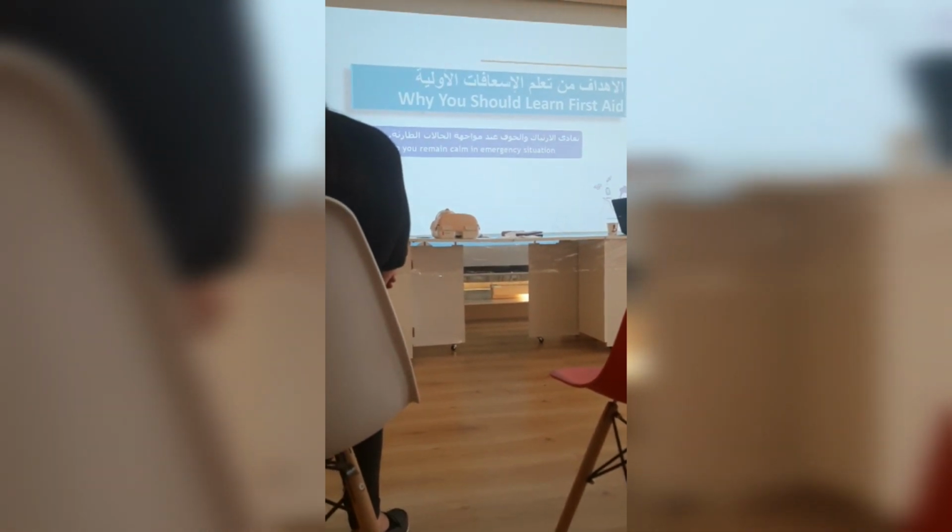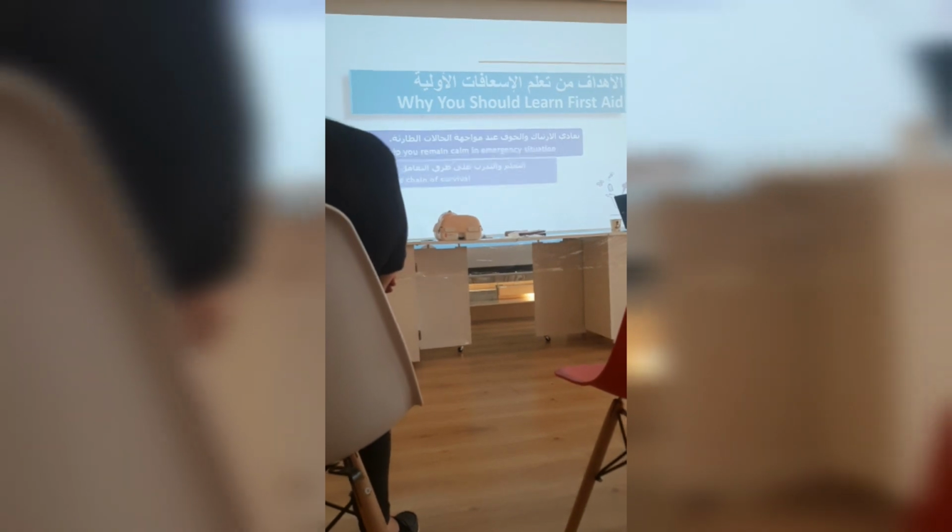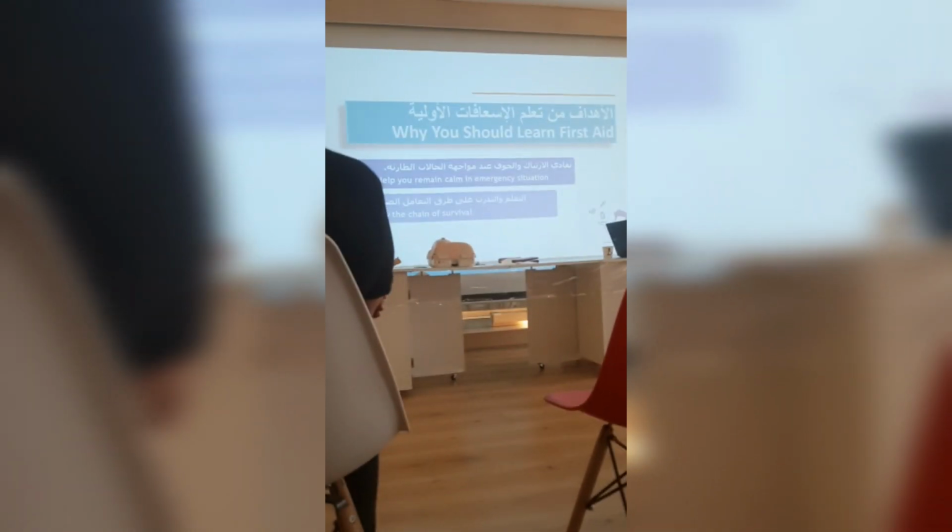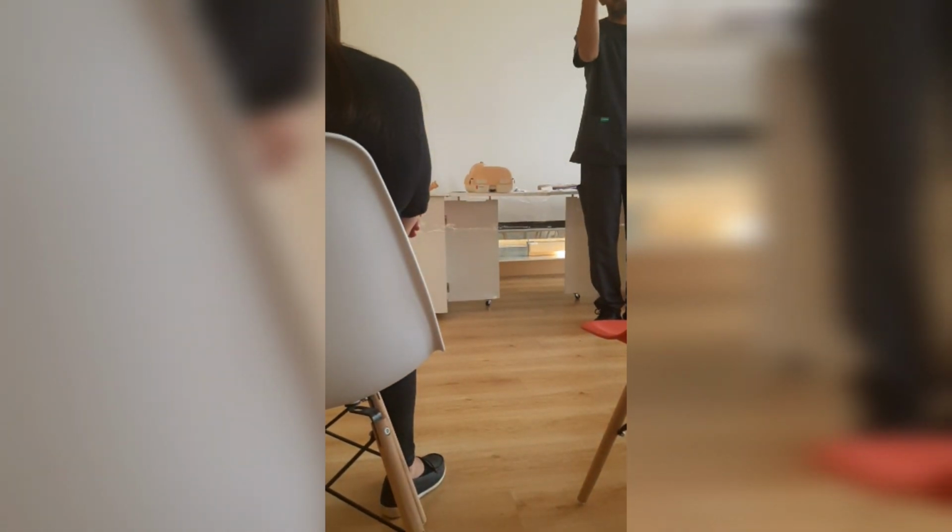The second aim is to know the chain of survival. For example, if I have an unconscious, unresponsive patient or victim, what will I do first? Are you going to check the pulse, or the breath, or check if the patient is alive or not? First, you need to make sure that the scene is safe, or the location is safe to deal with the patient. Why? Because if the location is unsafe, we will have two victims, you and the patient.